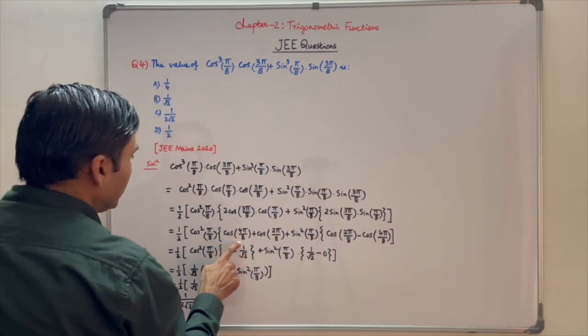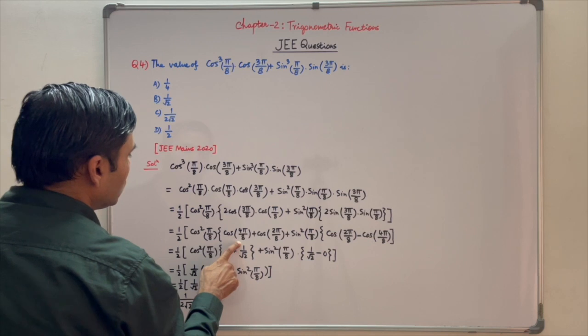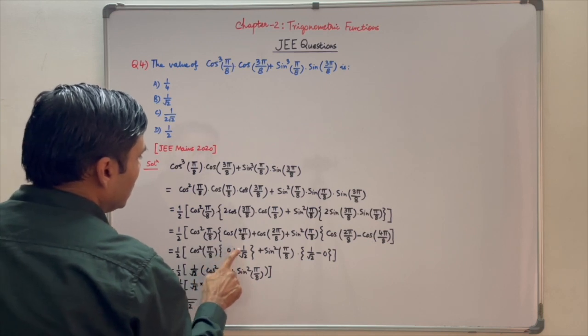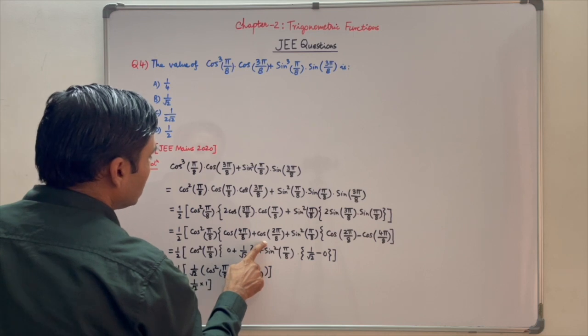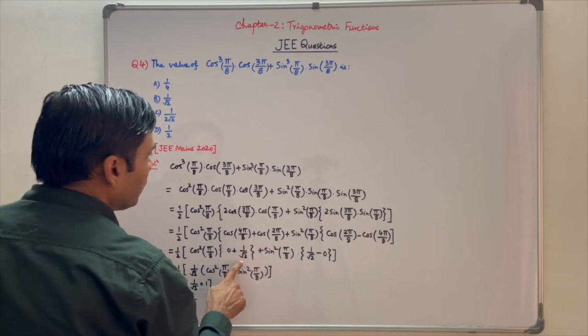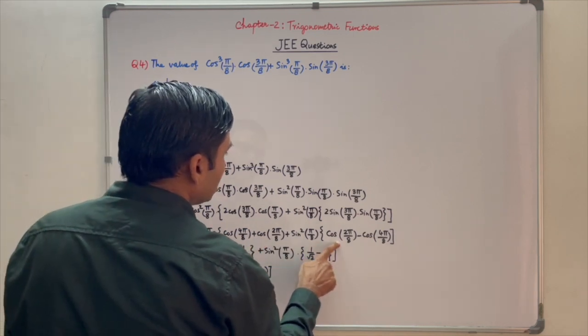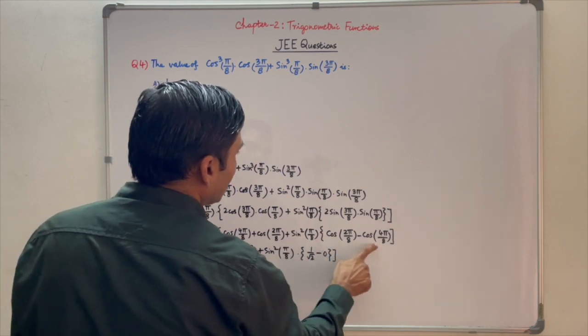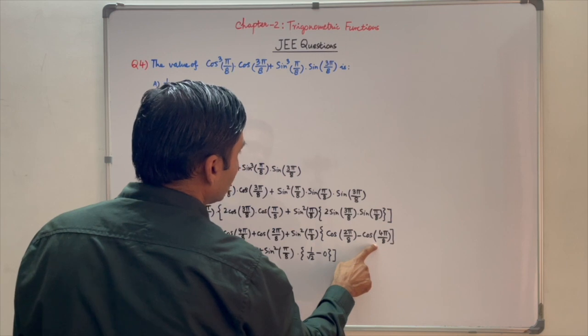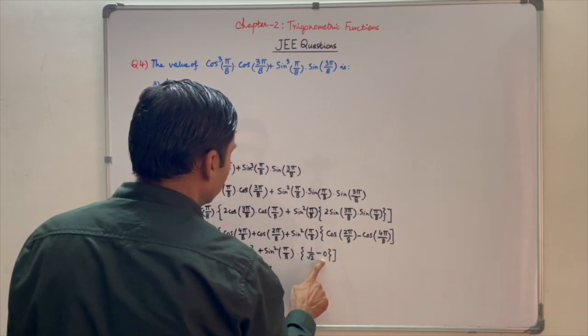Cos 4 pi by 8 is equal to cos pi by 2, which is equal to 0. Cos 2 pi by 8 is equal to cos pi by 4, which is equal to 1 by root 2. And cos 4 pi by 8 is equal to cos pi by 2, which is equal to 0.